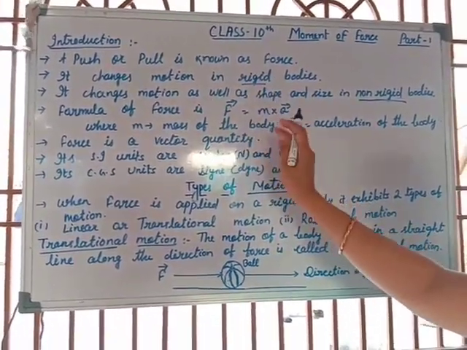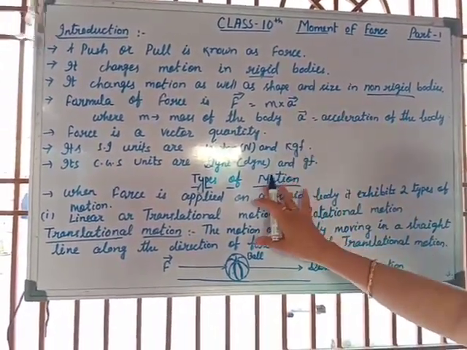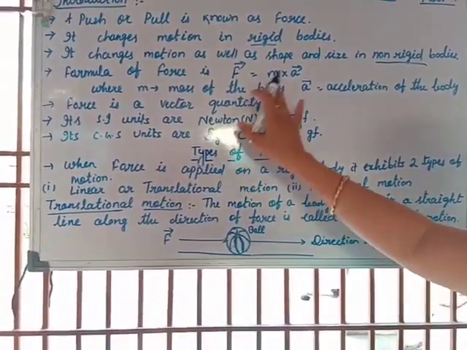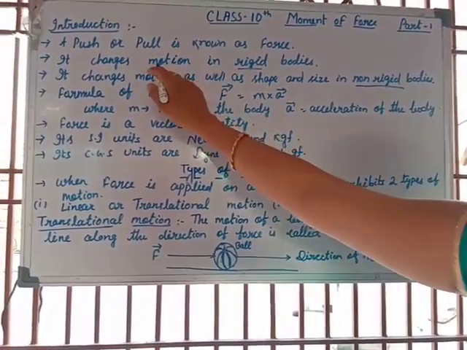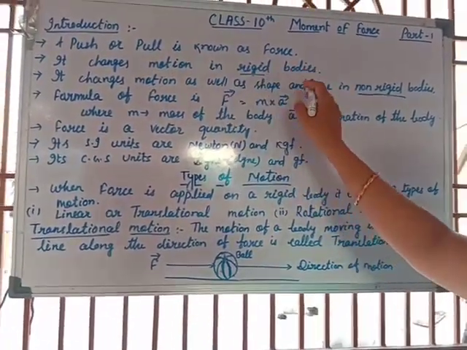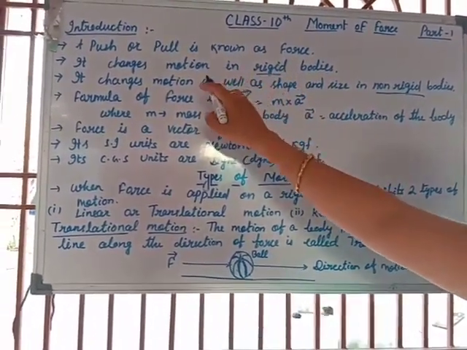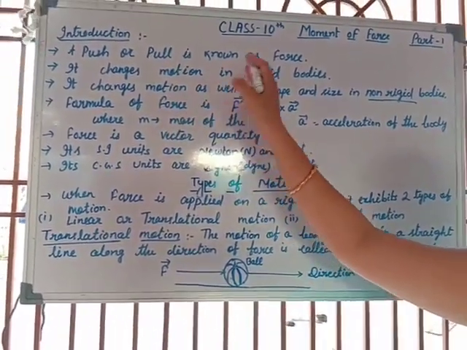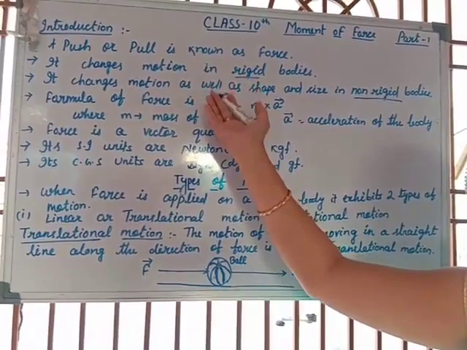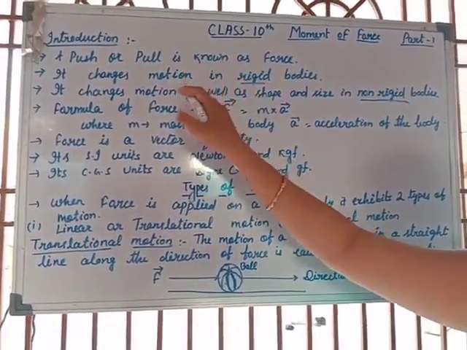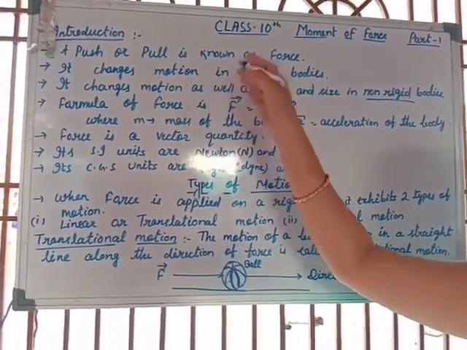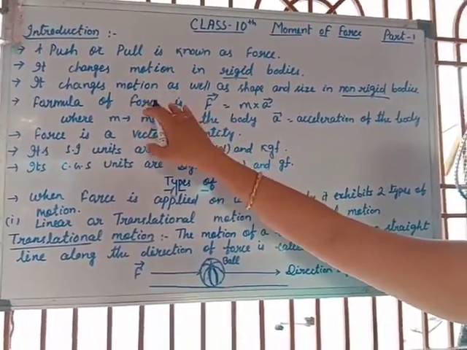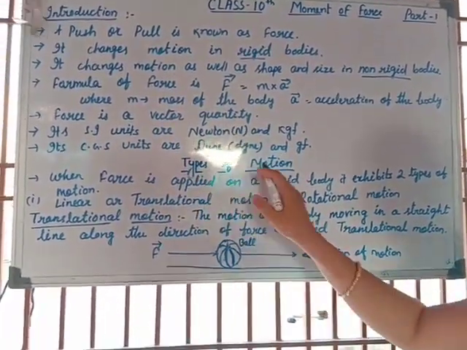Already you have studied this. Now based upon this, today we will know more about the types of motion. What I have told here is that force changes the motion in rigid bodies. Motion means, if it is in the state of rest and you apply force, it will come into motion. If it is in the state of motion and you apply force, then again it will come into the state of rest. So here, types of motion.